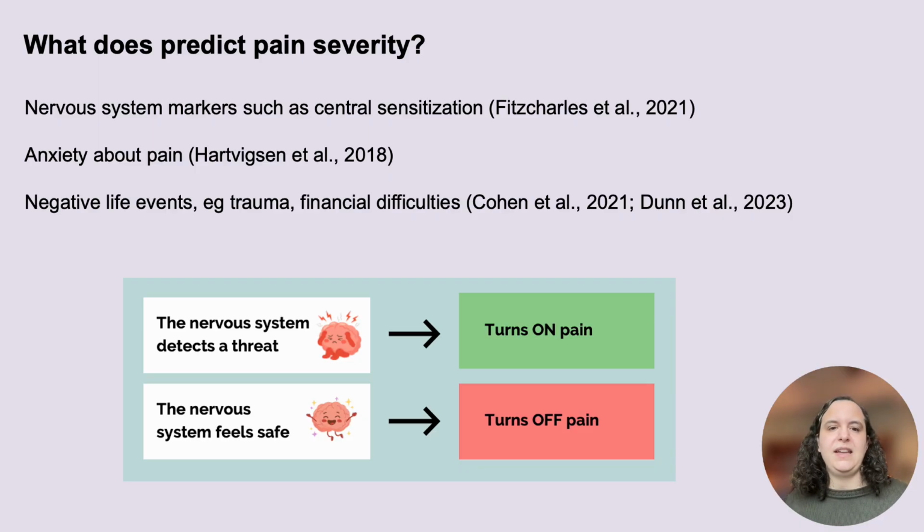The more that the brain is in a threat mode, the more likely it is to produce pain. Similarly, negative life events like having trauma or financial difficulties also predict chronic pain. And again, this ties into the fact that when the nervous system feels threatened, when it feels like there's some danger, it turns on pain, and when it feels there isn't danger, when it's safe, then it turns off pain or doesn't produce it at all.